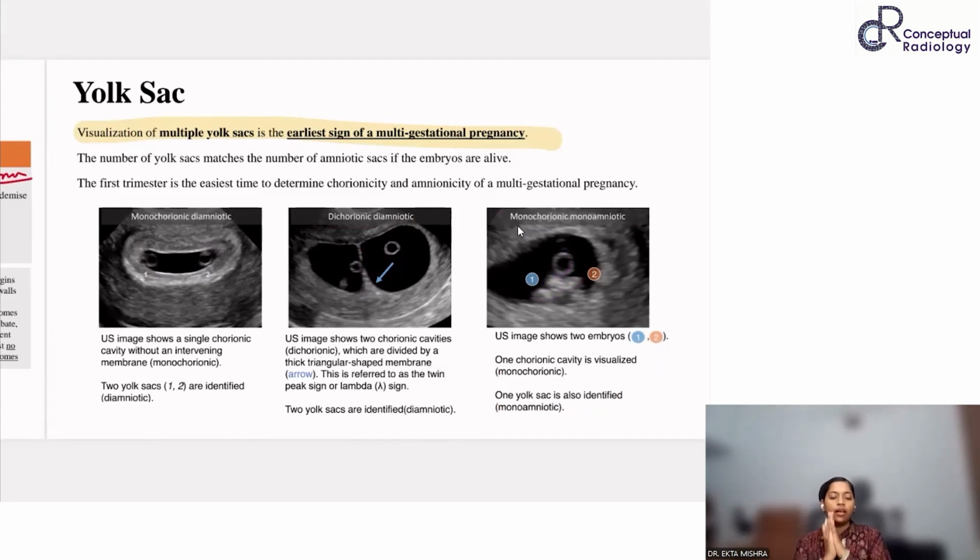So just by scanning at 5 to 6 weeks, you can exactly tell whether it is monochorionic diamniotic, dichorionic diamniotic, or monochorionic monoamniotic with the help of the yolk sacs and the cavity. The first trimester is actually the easiest time to determine the chorionicity and amnionicity. Okay, this is how you do it.